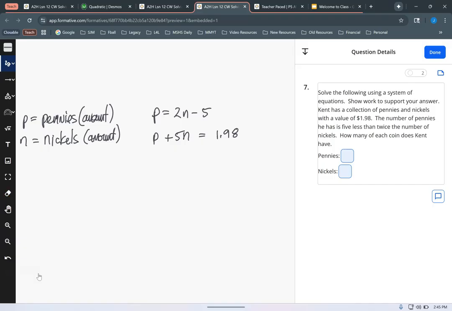Let me make a little room in there for that. I like that, Isaac. So you said 0.05N like that, that's the value of a nickel? What would we use for the penny one then? All right, 0.01 P. So if I had 1 penny, I'd have 1 cent. If I had 5 pennies, I'd have 5 cents. If I had 5 nickels, I'd have 25 cents. Okay, that works. So some combination of pennies and nickels has to add up to $1.98.